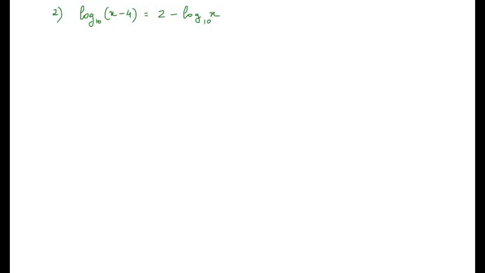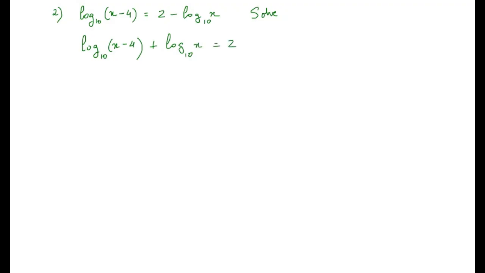Here's a similar equation that we need to solve. So it's similar in the sense that some of the terms are log terms and one of them is not. So 2 is a constant, it is not a log term. So as we did in the previous question, we're going to combine the logs. So I'm going to write them together. Log base 10 of x minus 4 plus log base 10 of x is equal to 2.